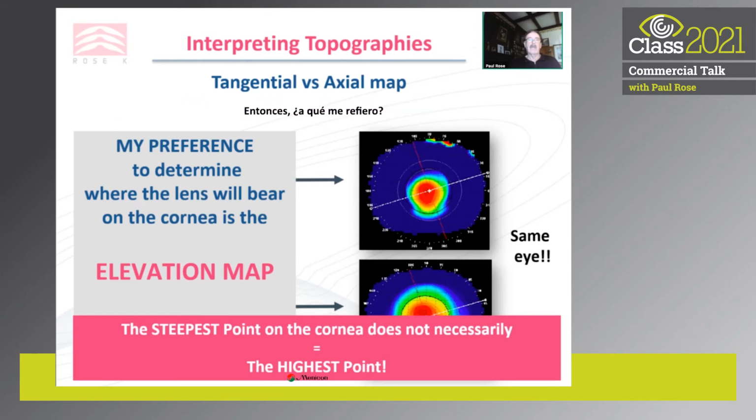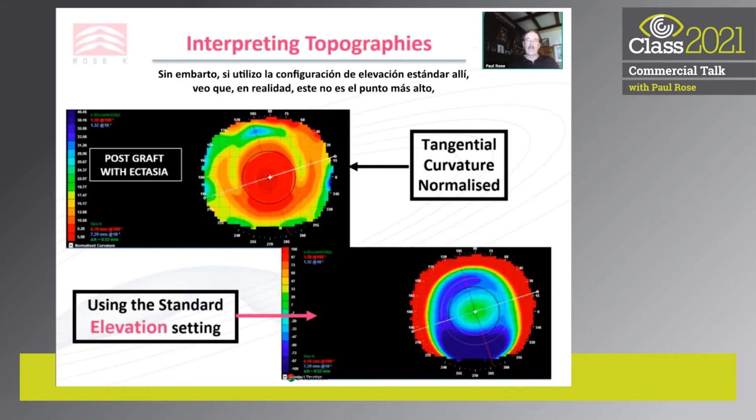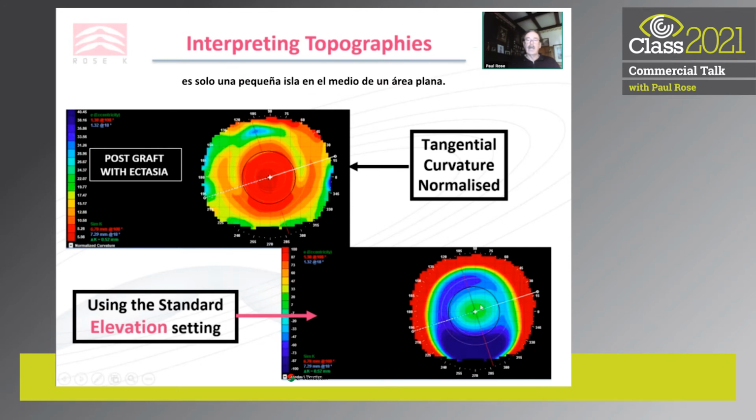So what do I mean there? If we look at this particular topography, if I placed the lens on that cornea, where's it likely to bear? I would say the majority of you would say, well, that's going to bear right in the central area here. This is a nipple cone or something similar. However, if I use the standard elevation map, I see that this, in fact, is not actually the highest point. It's just a little island in the middle of a flattened area.